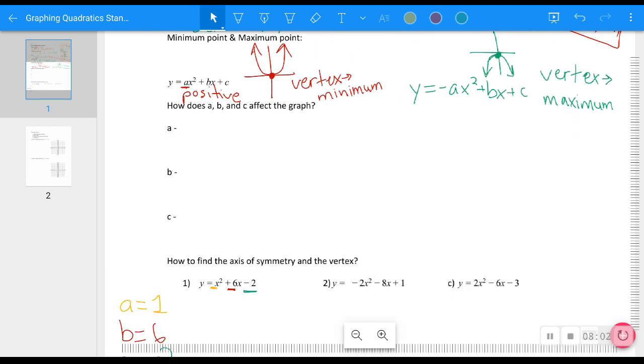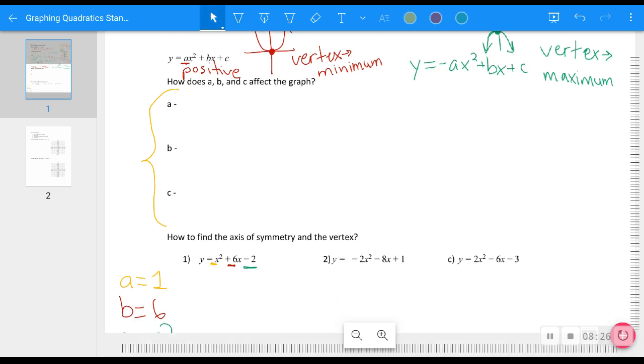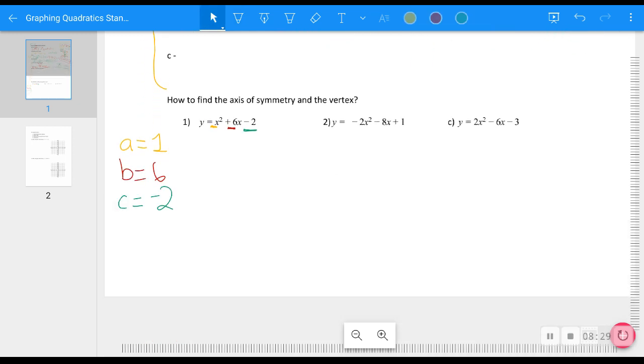So I just gave you a little hint about what A does to the graph. It determines whether it opens up or down. But tomorrow we'll use Desmos a little bit in class. We'll get to play around, plug in some different numbers, and see how each of those three values, A, B, and C, affects the graph. So we'll take a look at that tomorrow. But for right now, we already did the first example and found our axis of symmetry and our vertex.